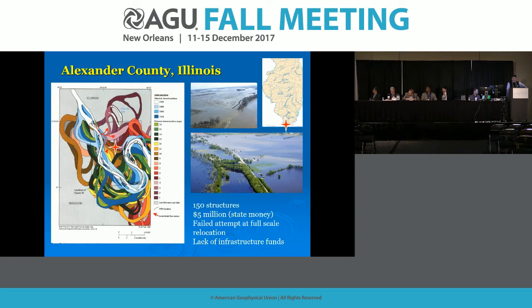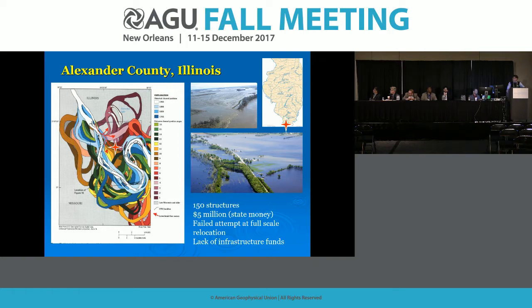The last one I want to talk quickly about here is Alexander County, Illinois. And Alexander County sits right down in the southern tip of Illinois, right where the Ohio and Mississippi rivers come together. For the geologists in the room, if you look at that picture on the left, you'll recognize that as meander scars. It sits in probably one of the stupidest locations you could possibly build a community, right in the middle of thousands of years of river channel migration and morphology.